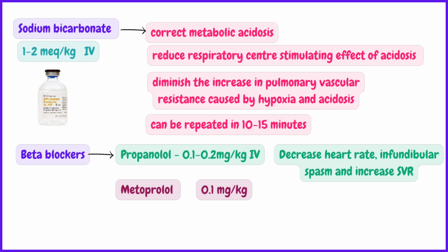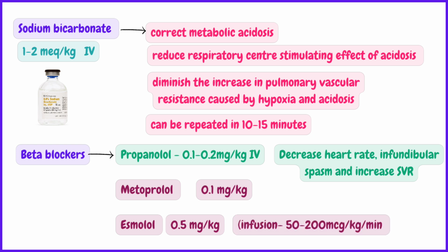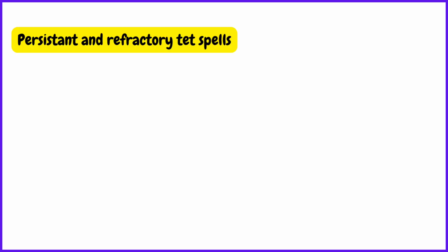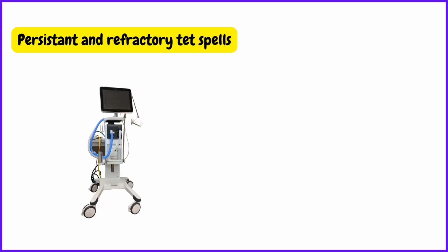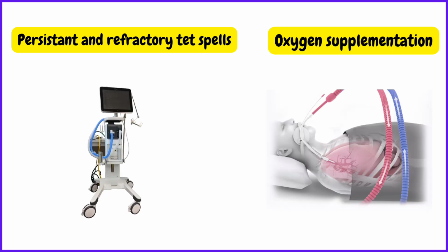Another short-acting beta blocker which can be given is injection esmolol in a dose of 500 micrograms per kg over 1 minute and then as an infusion of 50 to 200 micrograms per kg per min up to 48 hours. If the spell is persistent or refractory, then intubation and mechanical ventilation may be required.